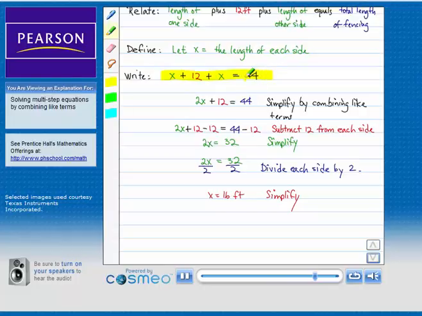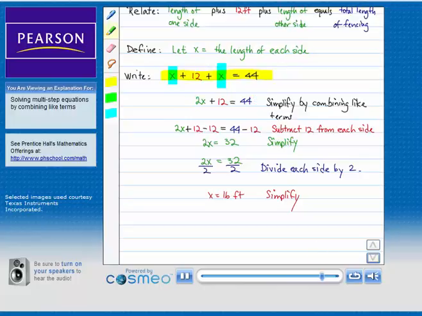Taking this equation, x plus 12 plus x equals 44, on the right side there's nothing I can do to simplify it. But on the left side, there are like terms, x and x, that can be combined. So in the first step, I'm going to simplify the left side of the equation by adding x plus x, and that just gives me 2x. Now I have the equation 2x plus 12 is equal to 44, and notice this looks very much like the 2-step equations that we solved earlier.